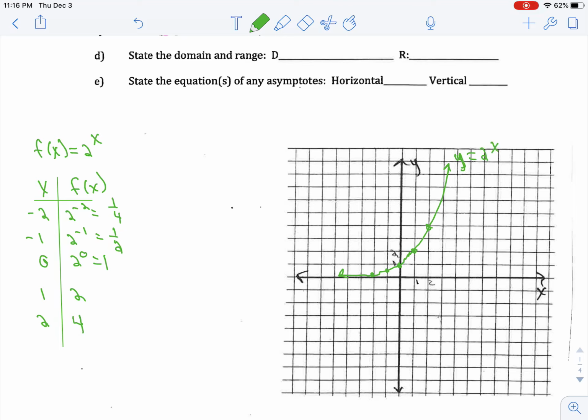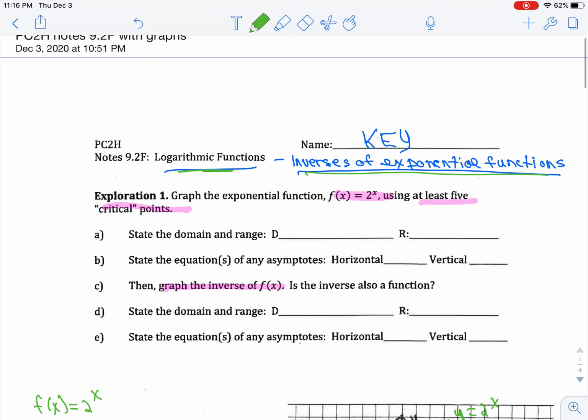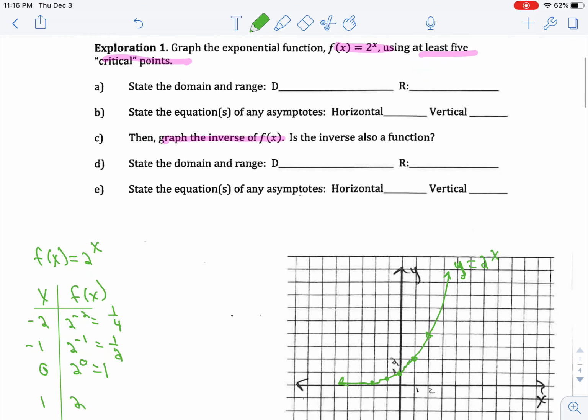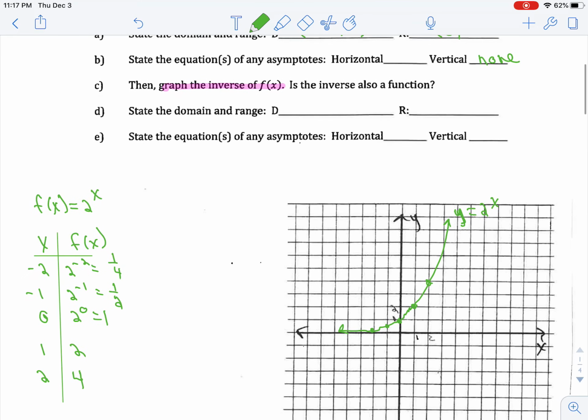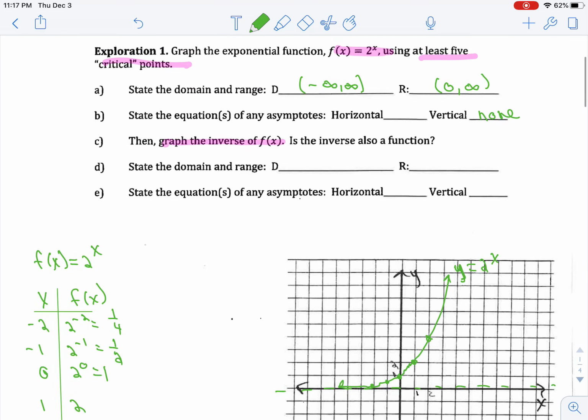Okay. All right, so let's go up and answer a couple of questions about this that we've done before. First, we want the domain. So the domain in interval notation from left to right is negative infinity to infinity. The range is going to be from 0 to infinity. We want the equation of the asymptote. All right, there are no vertical asymptotes for this, but it does have the horizontal asymptote that we have talked about many, many times, which is y equals 0.